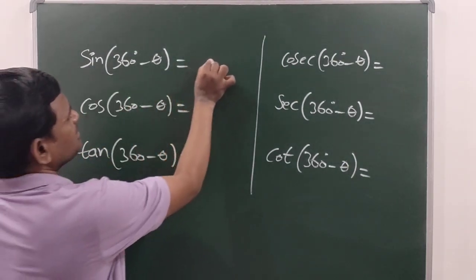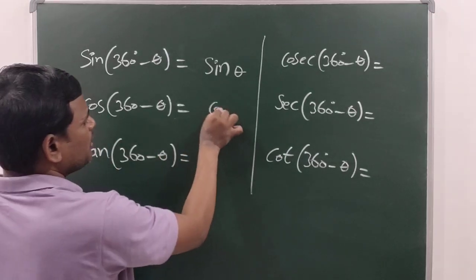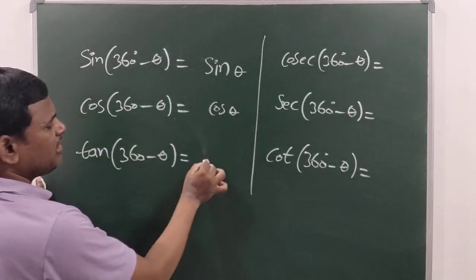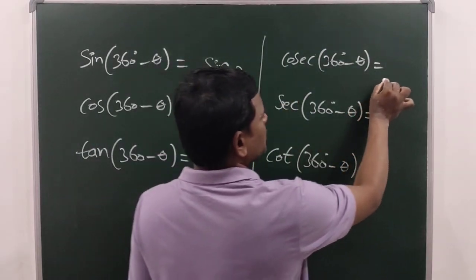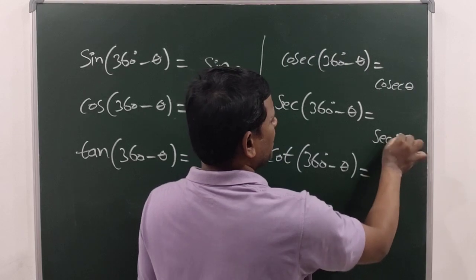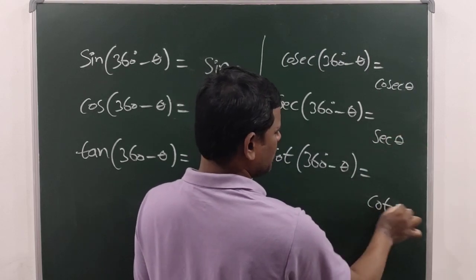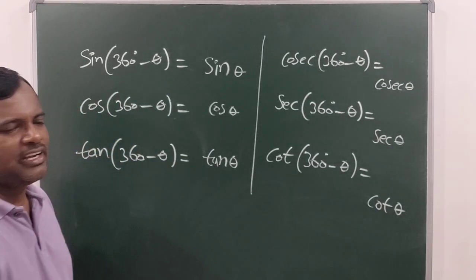Now sine will come as sine only. Here the angle is theta. Cos will come as cos only. Angle is theta. Tan will come as tan only. Angle is theta. Cosec will come as cosec only. Angle is theta. Secant will come as secant only. Angle is theta. Cot will come as cot only. Angle is theta. Hereafter, students, you have to think for the sign.